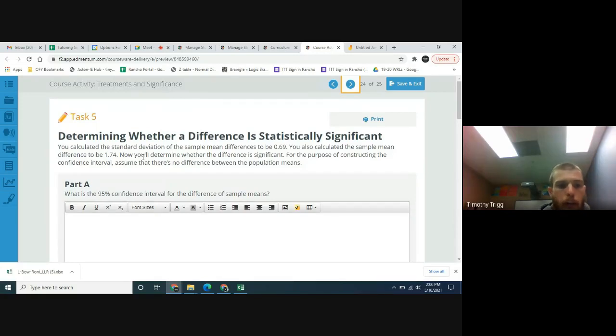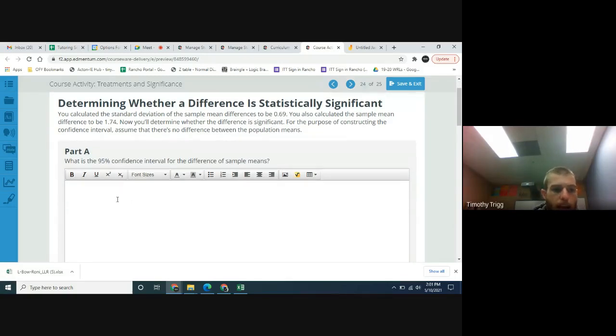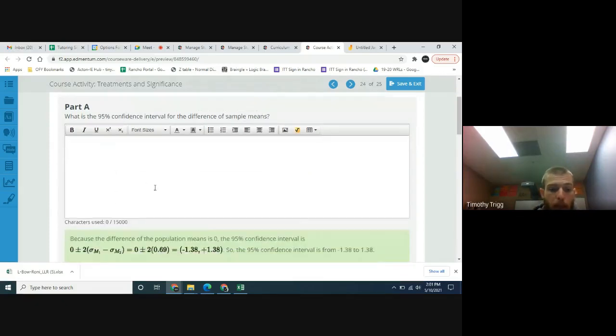Okay, you calculated a standard deviation of the sample means differences to be 0.69. You also calculated the sample mean difference to be 1.74. Now you'll determine whether the difference is significant for the purpose of constructing a confidence interval. Assume that there's no difference between the population means. What is the 95% confidence interval for the difference of sample means?